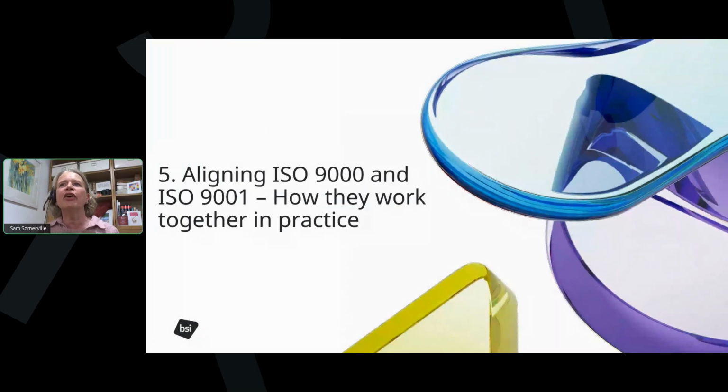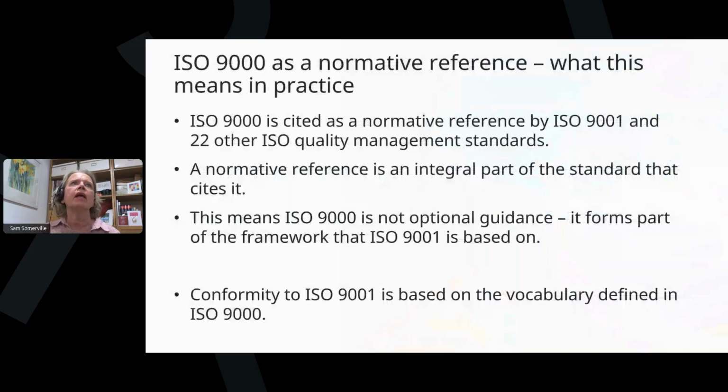So we've looked at ISO 9000 and ISO 9001 separately, but they are designed, as we've discussed and Graham has very eloquently shared with us, to work together as a single framework. So this next section explains how they connect. And again, as Graham mentioned before, the practical implication is that shared meaning matters. Conformity to ISO 9001 relies very heavily on the vocabulary defined in ISO 9000.